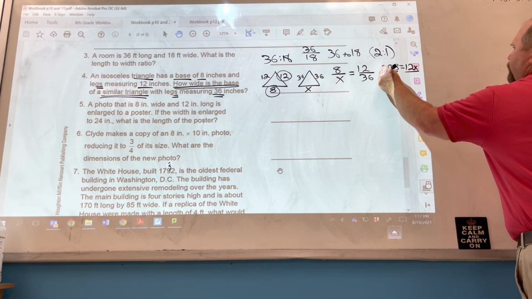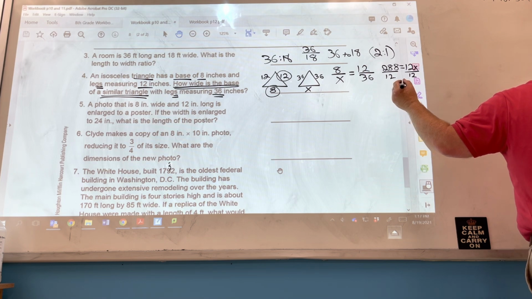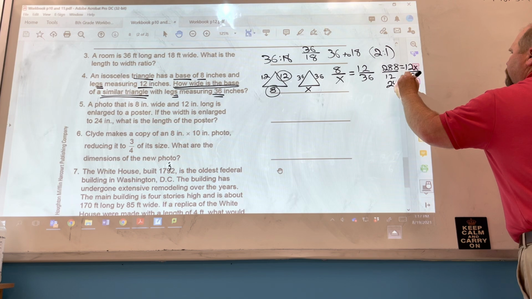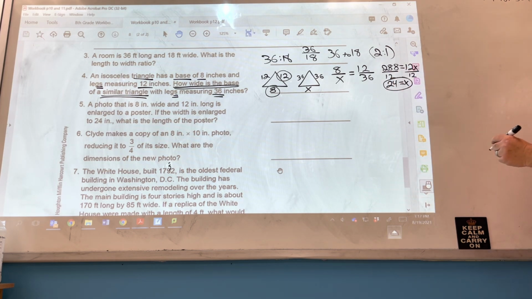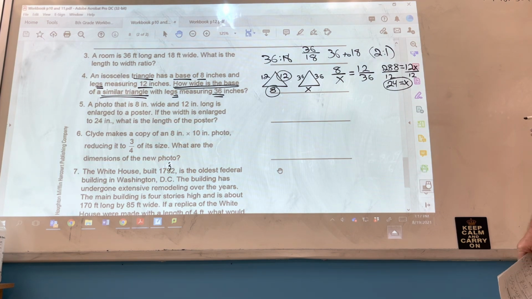Okay, divide both sides by 12. And we find that 24 equals x. So the true answer to this problem is 24 inches. 24 inches would be the exact answer.